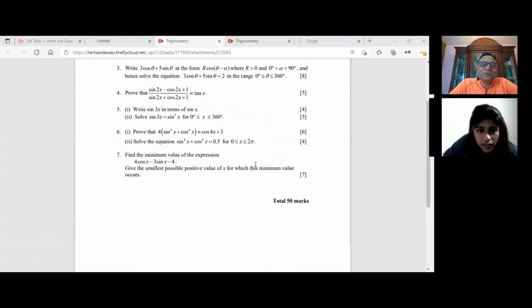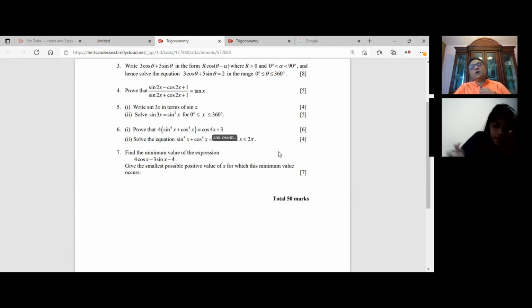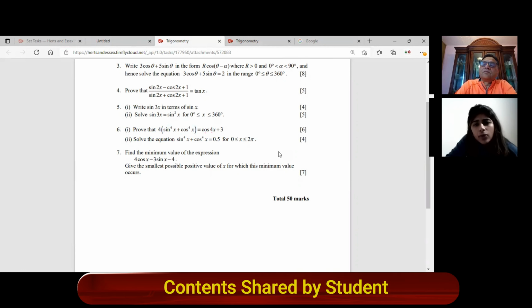Correct. Now prove that sine to the power of 4x plus cos to the power of 4x is cos 4x plus 3, right? So how will you do this? We really want cos 4x. Do you see that? How will you approach? So we'll do 2x added to 2x.